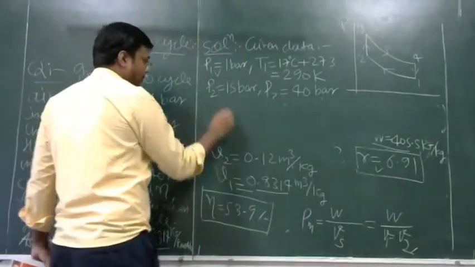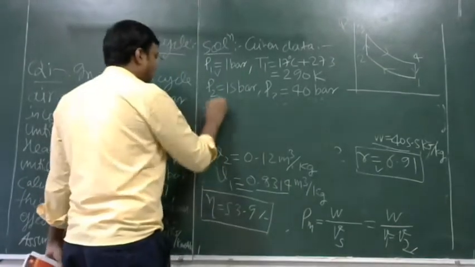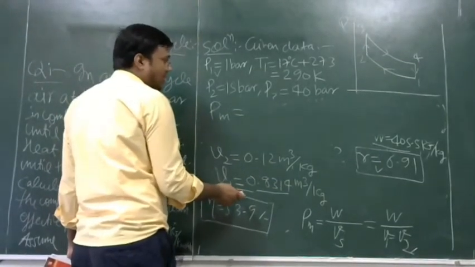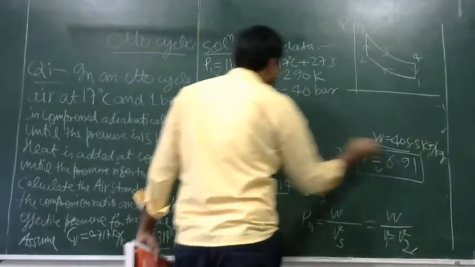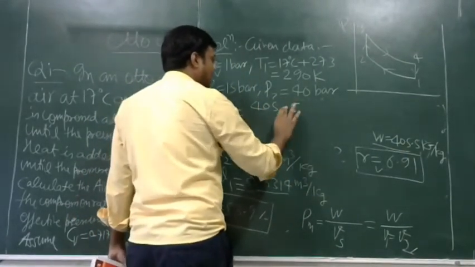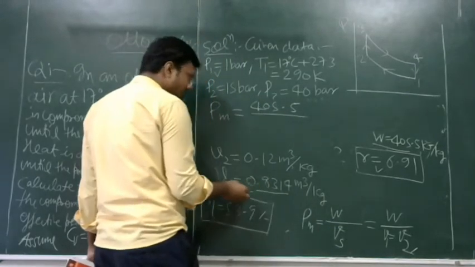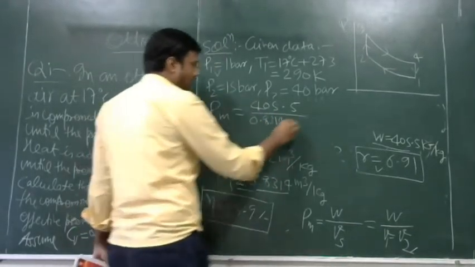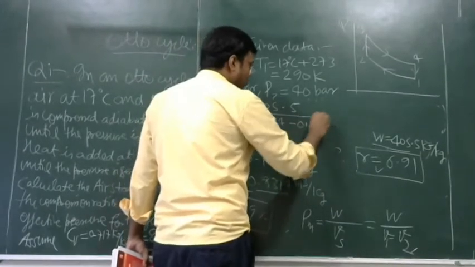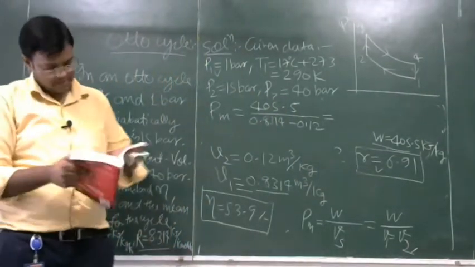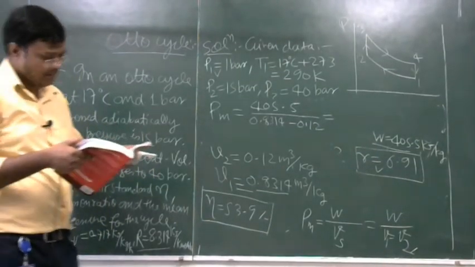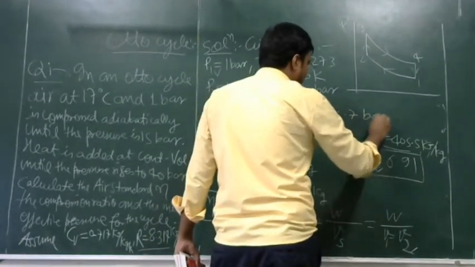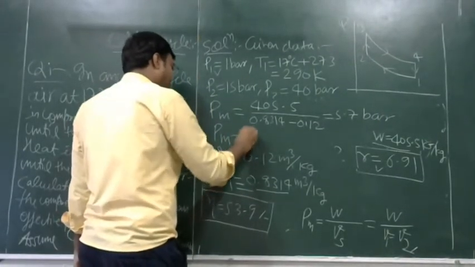So we get mean effective pressure equal to work divided by (V1 minus V2). The value of work is 405.5, so 405.5 divided by (0.8314 minus 0.12). After calculating, we get the value of mean effective pressure, which comes to 5.7 bar.